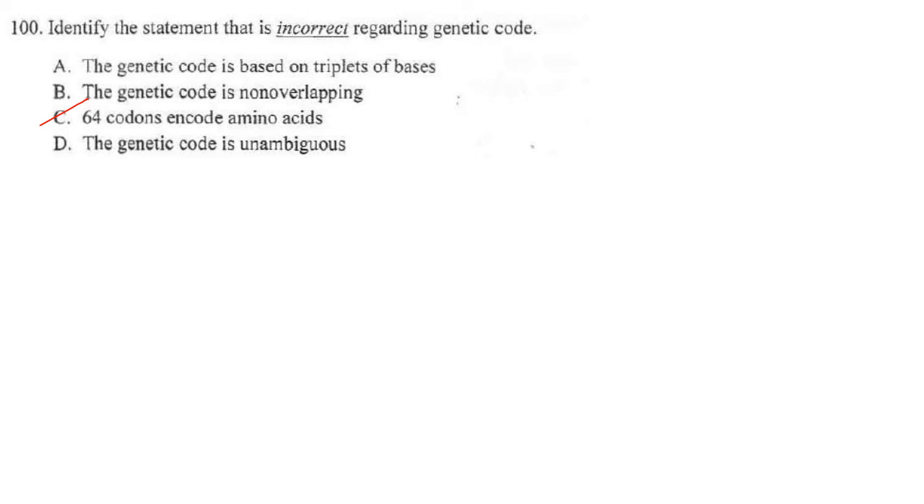Then identify the statement that is incorrect regarding genetic code. The genetic code is based on triplet of bases. Yes. The genetic code is non-overlapping. Yes. The 64 codons encode amino acid. No. It is 61 out of the 64 which represent amino acid. The remaining 3 are stop signals which trigger the end of protein synthesis, and they do not code for any particular amino acid. So option C is the incorrect one. The genetic code is unambiguous. That is also correct.